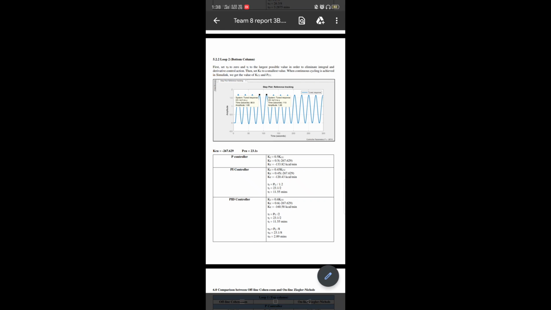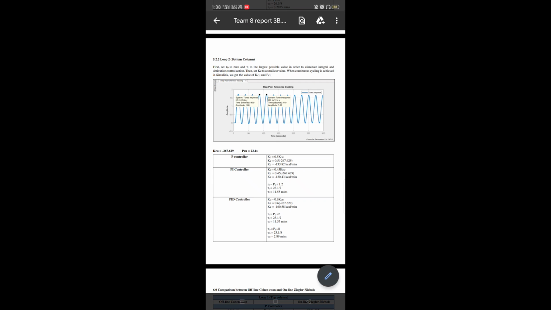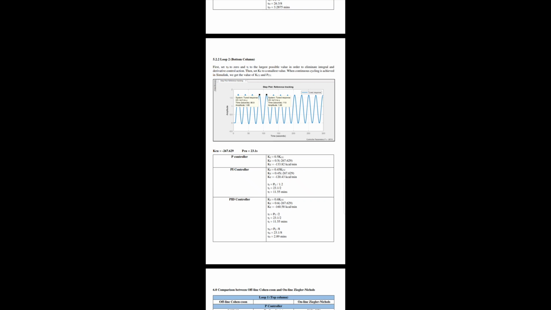In the PI controller, we obtain Kc equal to negative 120.43 kcal per min, while tau I we obtain is 11.55 minutes. In the PID controller, we obtain Kc equal to negative 160.58 kcal per min, tau I is 11.55 minutes, and tau D is 2.89 minutes.